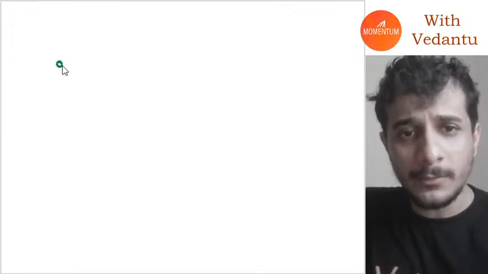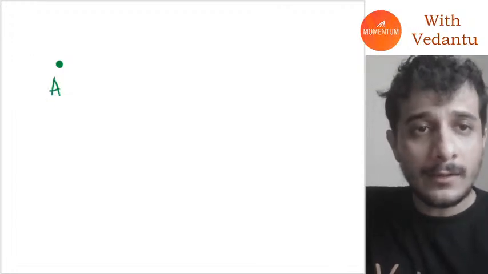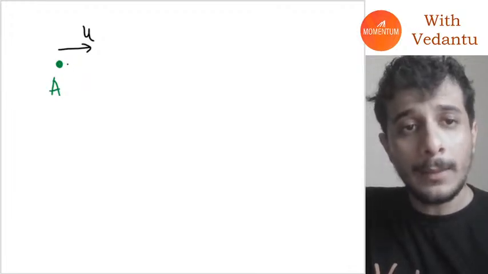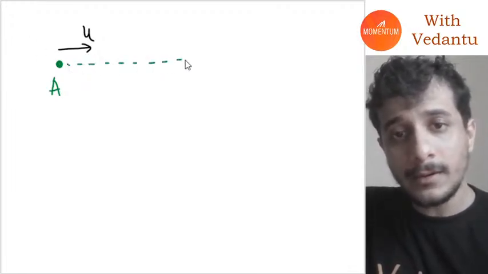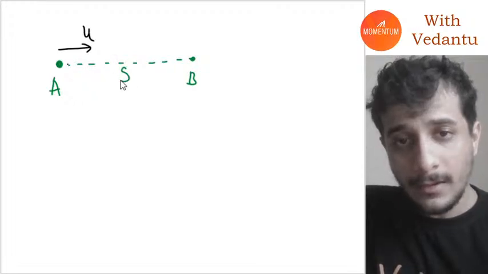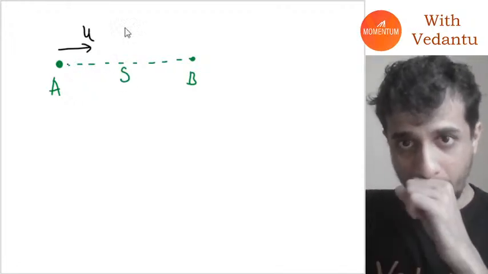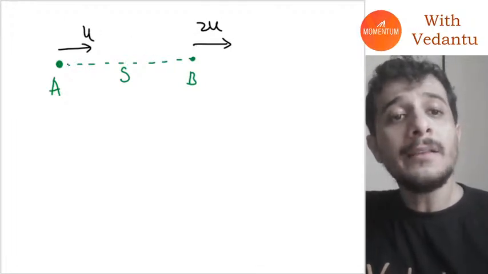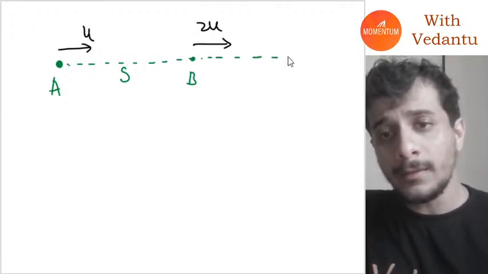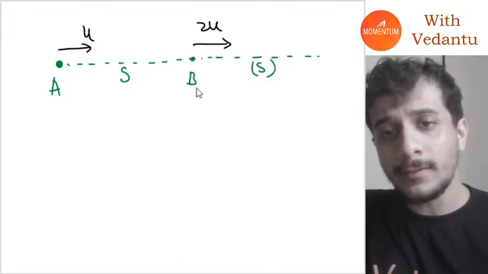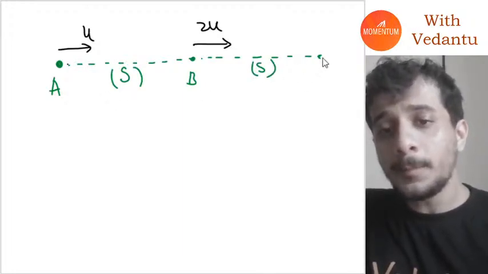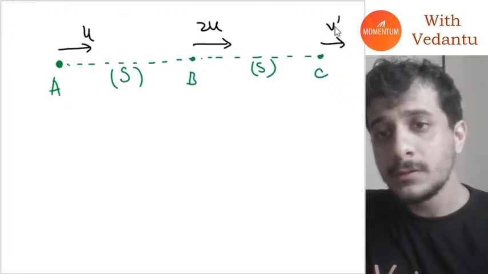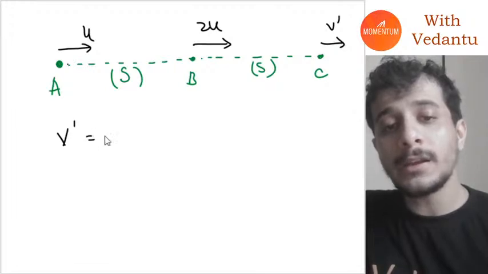So let's say the body starts from here, at point A, and when it starts its motion, it has speed equal to u. Then as it travels a distance s, its speed becomes 2u. And as it travels a further distance s, let's say its speed becomes v dash. So you have to find the value of this v dash.